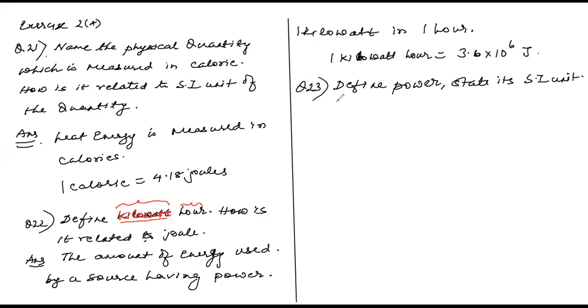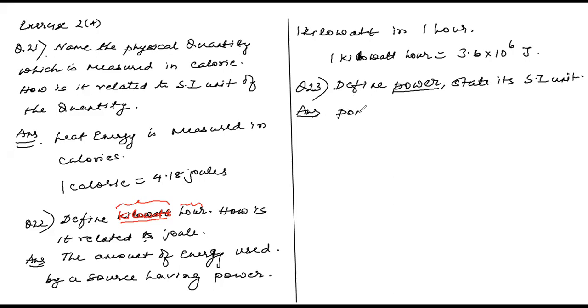Question number 23. Define power. State its SI unit. So what is power, children? Power is the amount of work done in 1 second, I can say. The amount of work done by a source in 1 second is called the power of the source. Or I can say power is the rate at which the work is done.